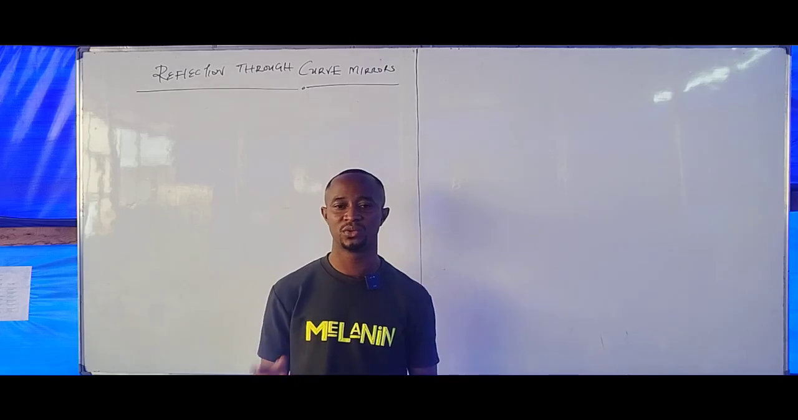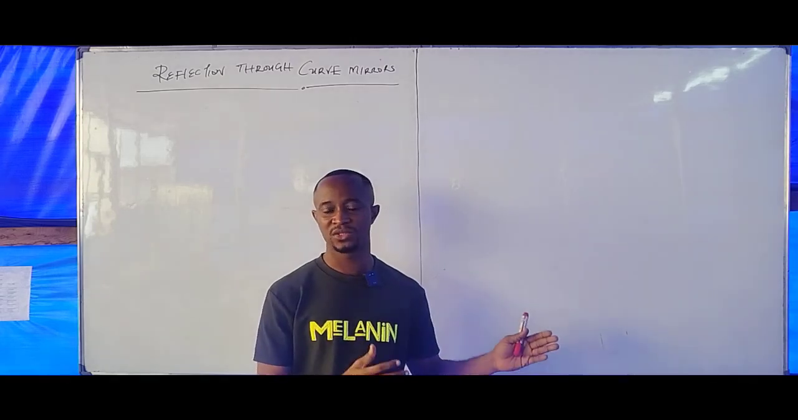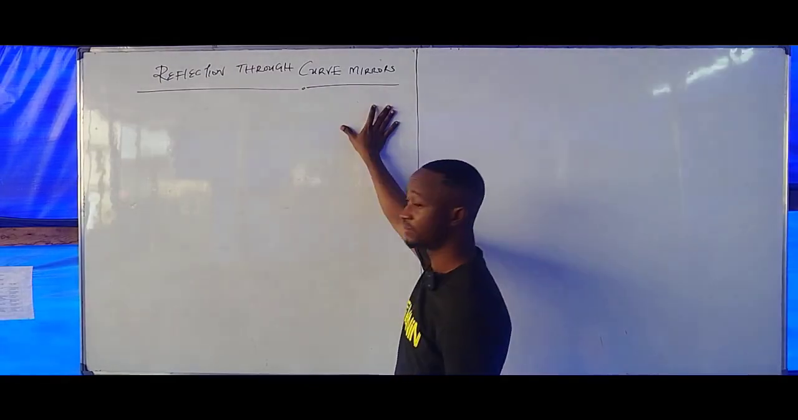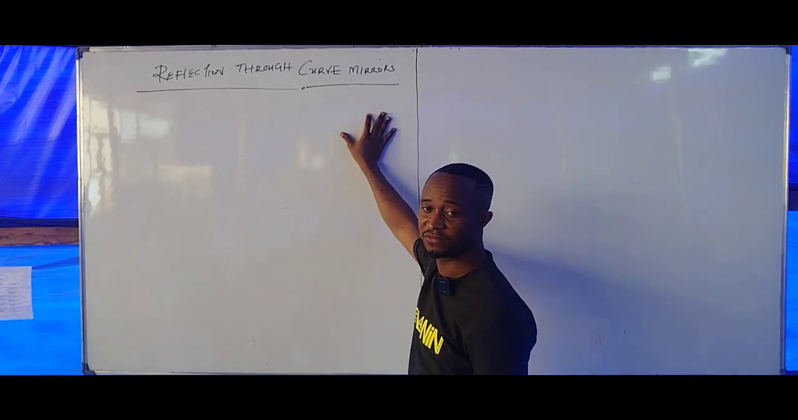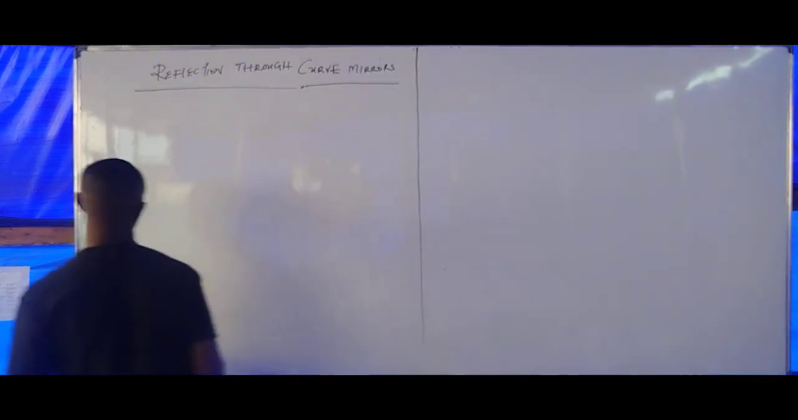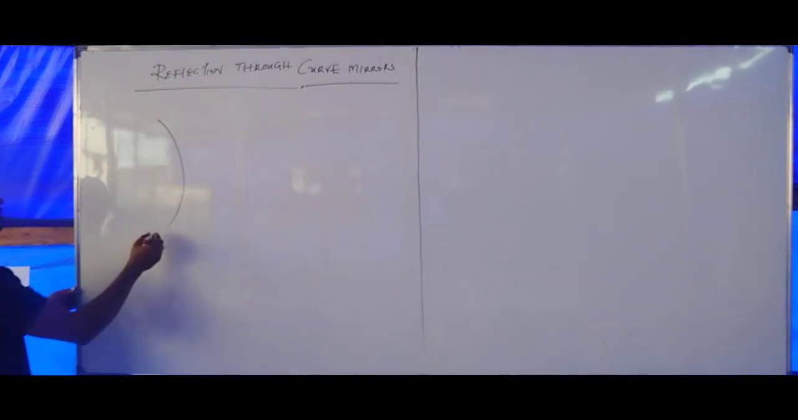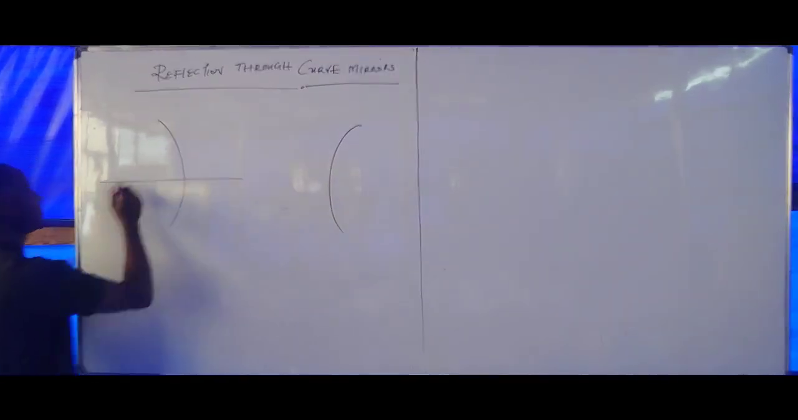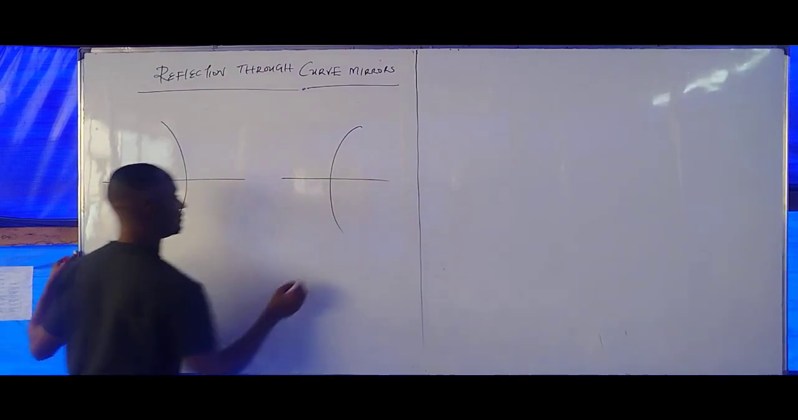One thing we should know is that reflection is not only on a plane surface. We can also have reflection on curved mirrors or curved surfaces. And we have two types of curved surface, which I'm looking at today. We have the concave and the convex. This is the concave. This is the convex.